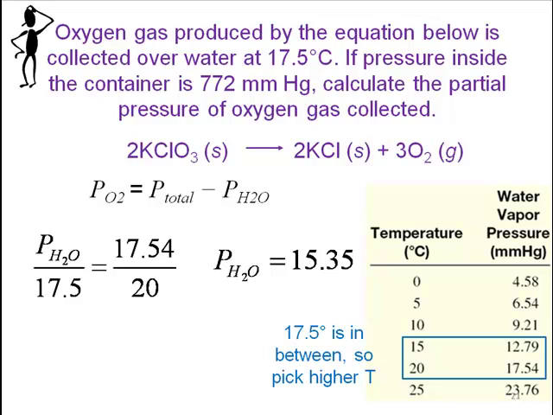So the pressure here due to the water at 15 is 12.79. You set up a proportion here. It should be about halfway in between the two, but they tell you to pick the higher one and then set up a proportion to find the pressure of the water. Then you can solve for the pressure of the oxygen. There we go. All right.